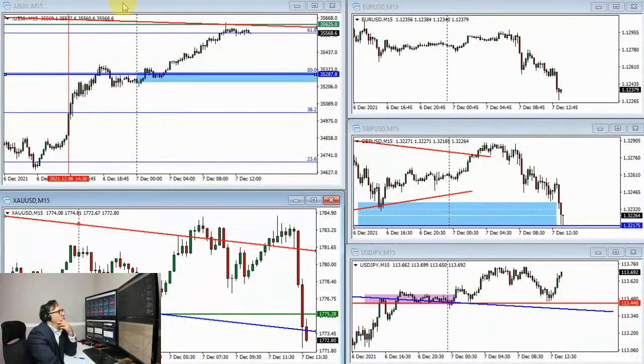The other two trades that I have, oh, my gold is going to be stopped out. Never mind, you can't win them all. The other trade that I have open is euro dollar. I'm short euro dollar.